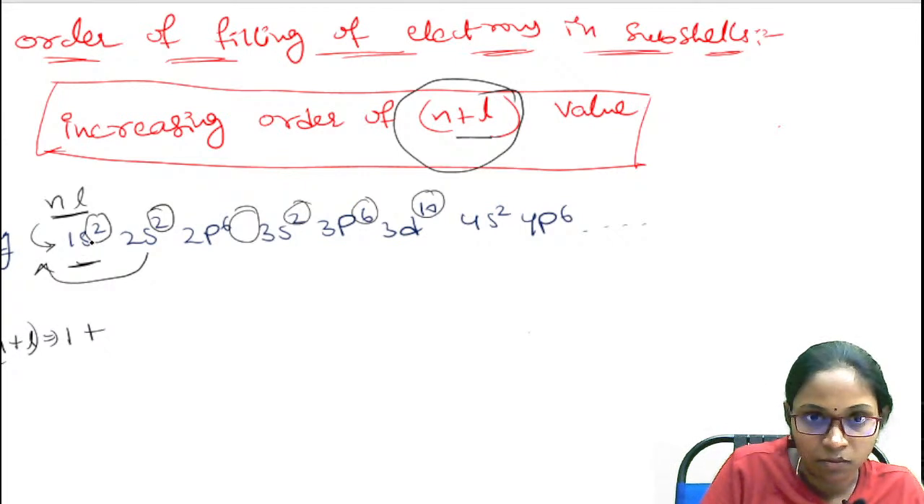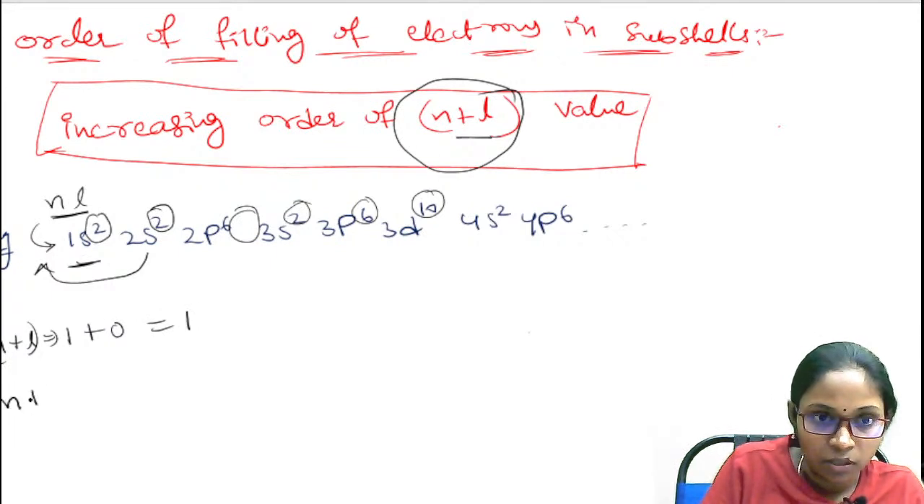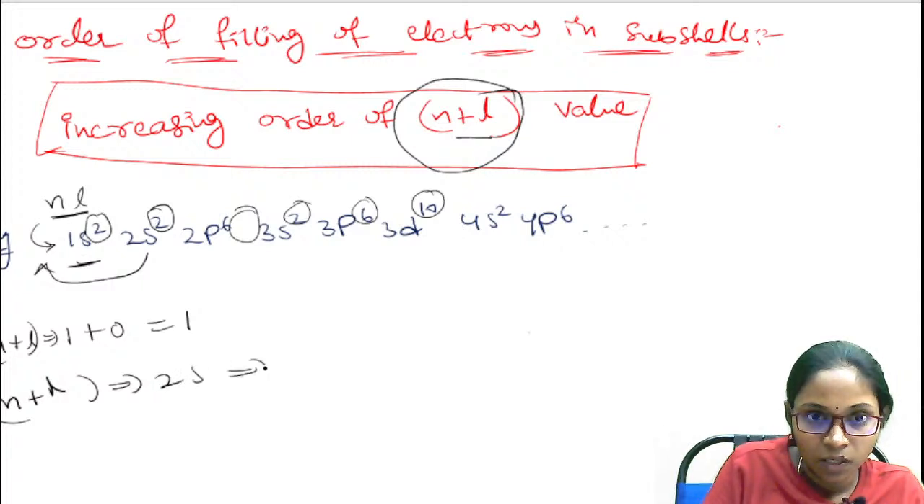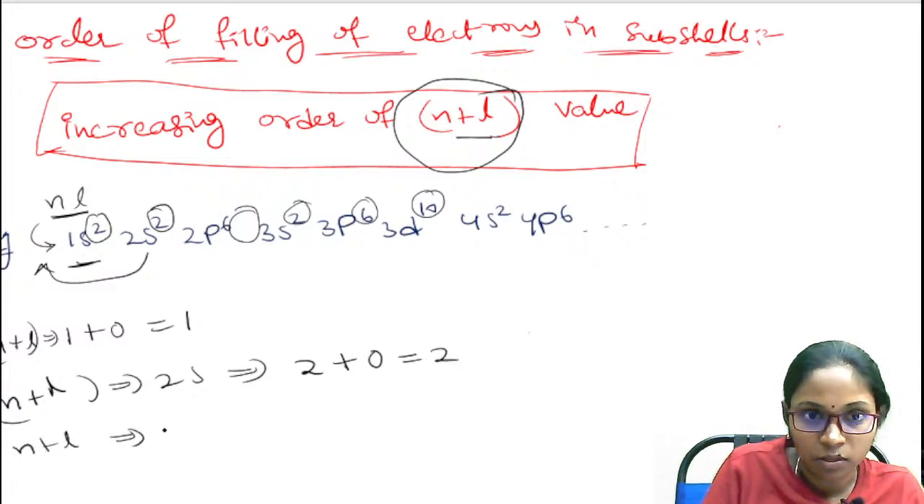s means, what is the value of l for s? It is 0, therefore we have 1. And coming to the next one, that is 2s. 2 plus s is 0, so it will be 2. And coming to the next one, that is 2p. 2 plus p value is 1. What is the l value for p? 1. It is equal to 3.